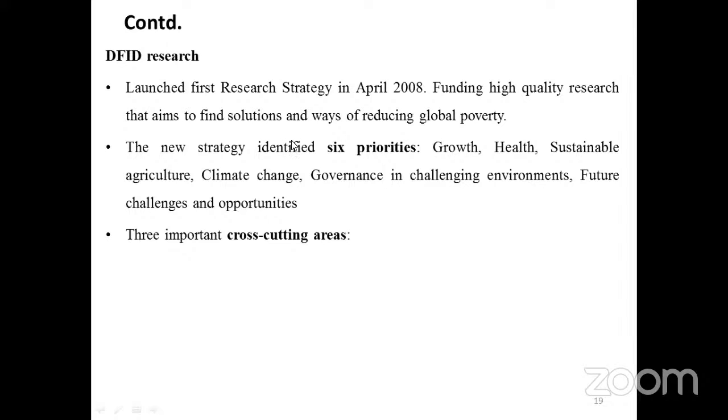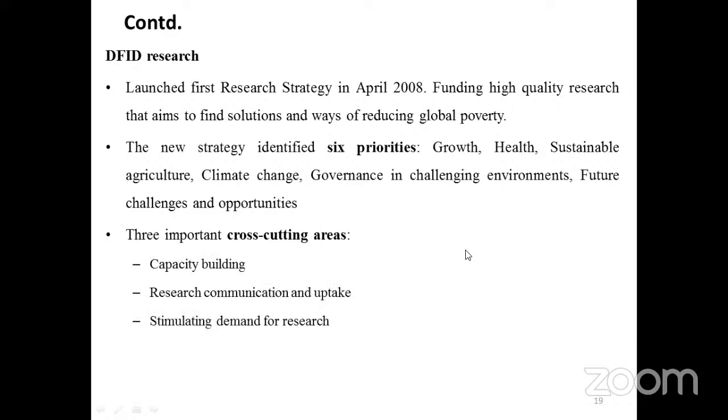If you look at their research contribution, they launched their first research strategy in April 2008, and they started funding research. Their major areas of focus were growth, health, sustainable agriculture, climate change, etc. They also funded capacity building programs, research communications and uptake.